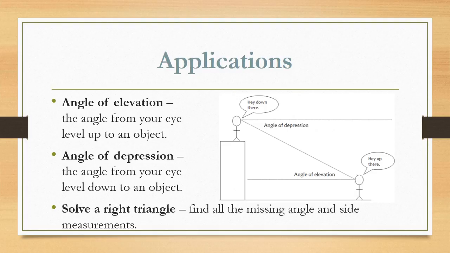And something else we're going to be doing is solving a right triangle. And what that means, when they say solve this right triangle, is you find all the missing angle and side measurements. You can use the trig functions to do that, or use the Pythagorean theorem to do that.